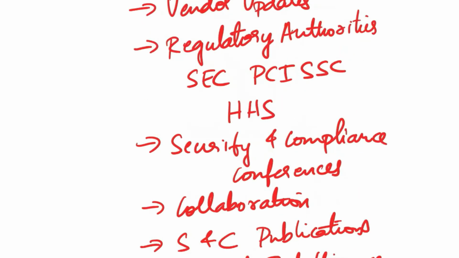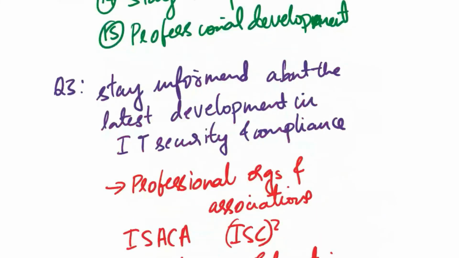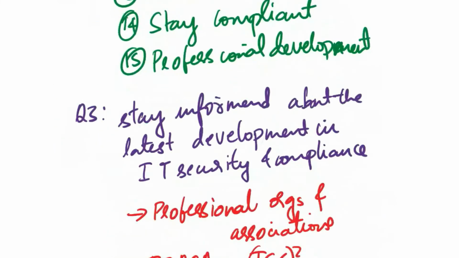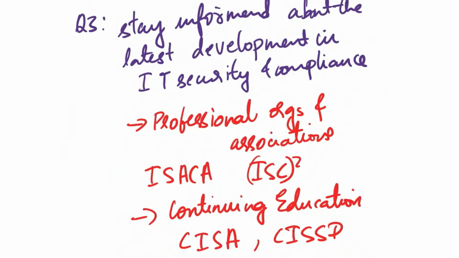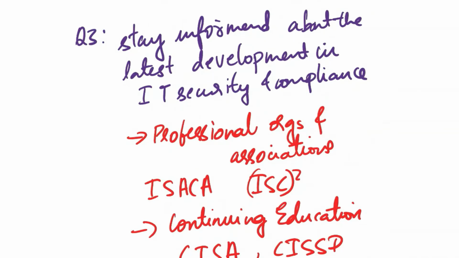So, staying informed about IT security and compliance is an ongoing process. IT auditors should make continuous learning and staying updated with industry developments a part of their professional routine to ensure that their audits remain relevant and effective. Let's move on to the next question.